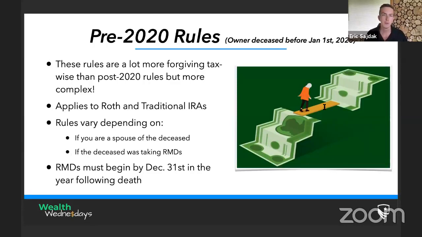So let's talk through the pre-2020 rules, the pre-Secure Act rules. You should have been complying with these rules thus far, because if you received an inheritance from an owner who passed away before January 1st, 2020, obviously you would have had to take some RMDs so far.